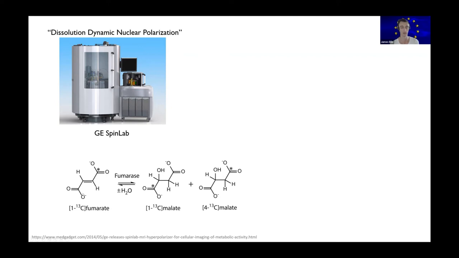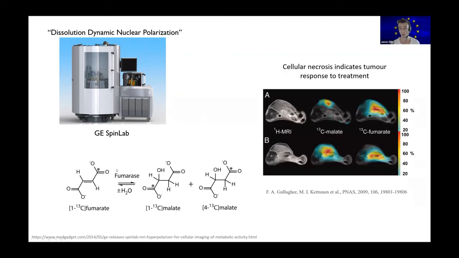So this reaction is part of the Krebs cycle, and it's the conversion of fumarate to malate catalyzed by this enzyme. And it turns out this is a probe of cell necrosis in the body. So in this work by Ferdia Gallagher, the researchers inject fumarate into mice, and by observing the amount of malate that forms, you can determine how much cell necrosis has occurred. In this specific case, they were looking at how well tumors are responding to treatment.